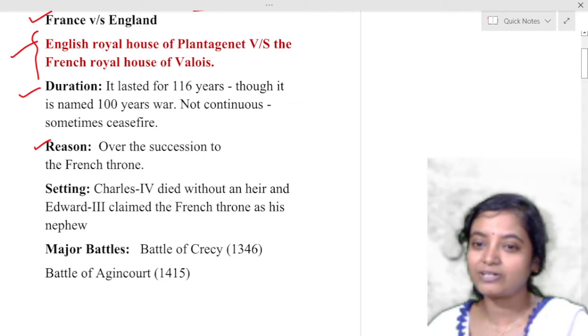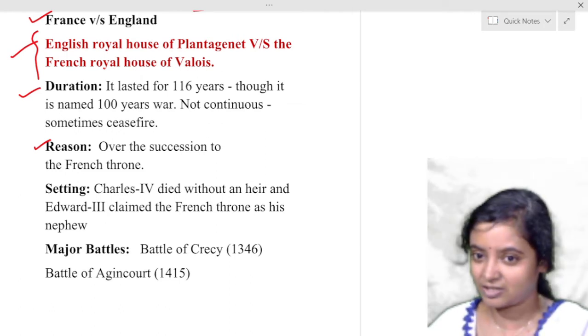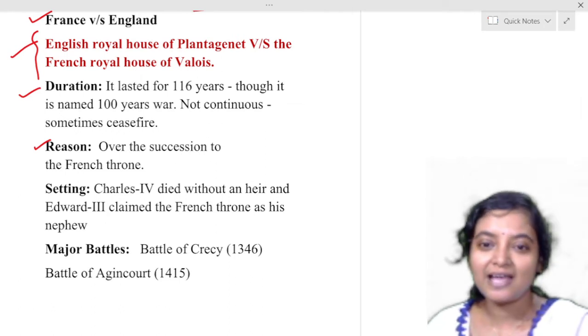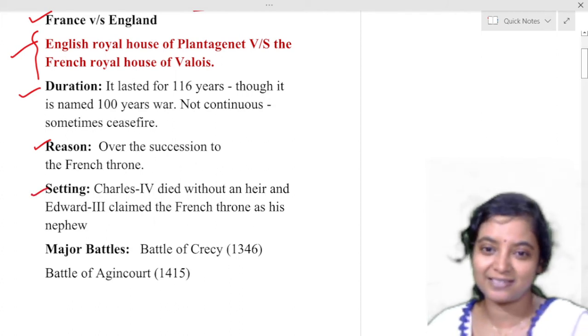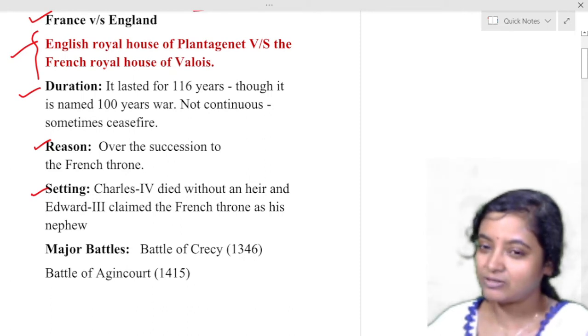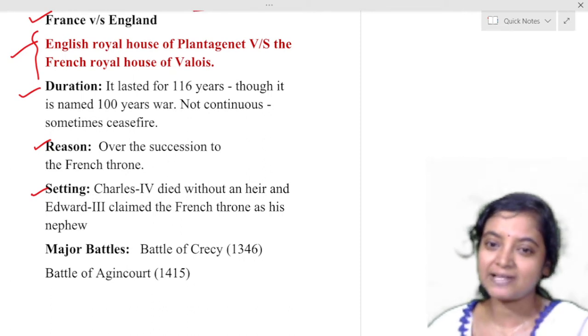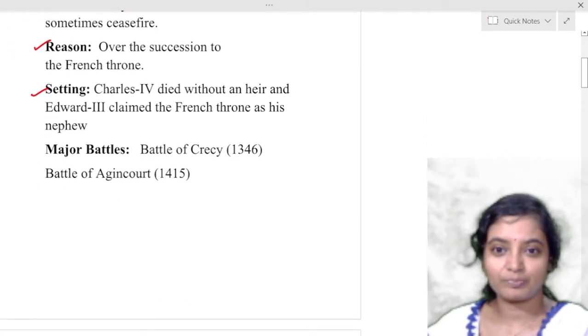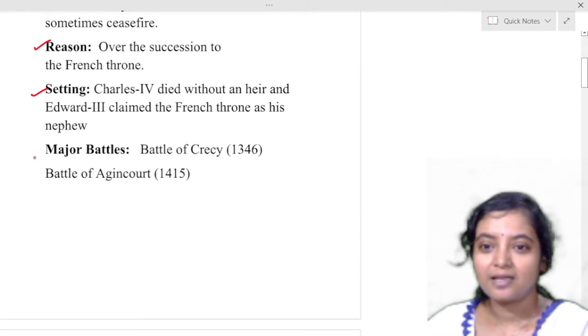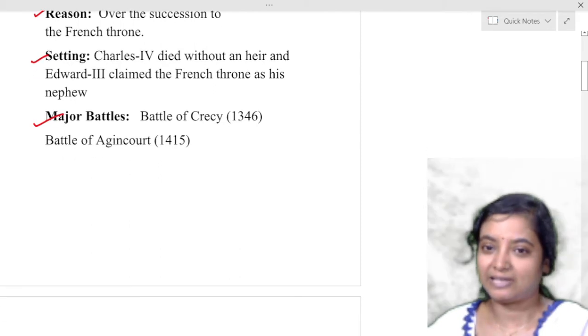Setting. Charles IV, the French king, died without an heir, and Edward III claimed the French throne as his nephew. Edward III was a nephew of Charles IV. So after Charles IV's death without an heir, Edward III claimed the French throne. Major battles: Battle of Crecy, Battle of Agincourt.